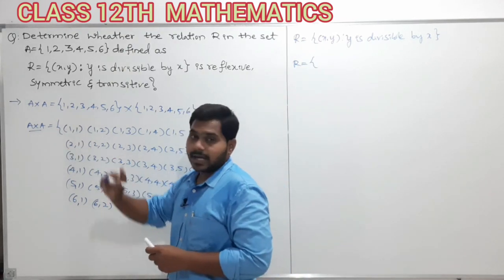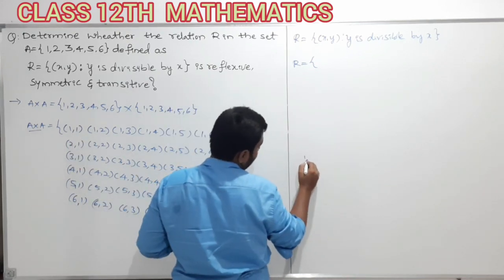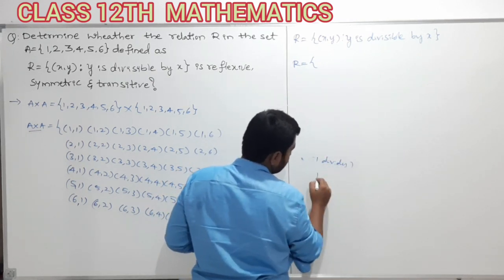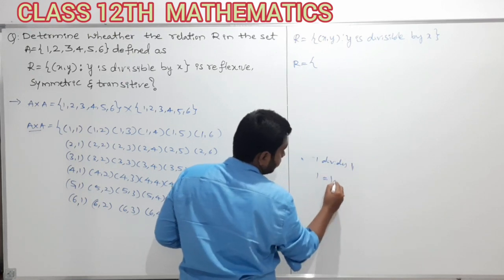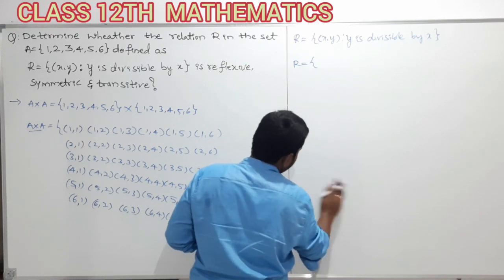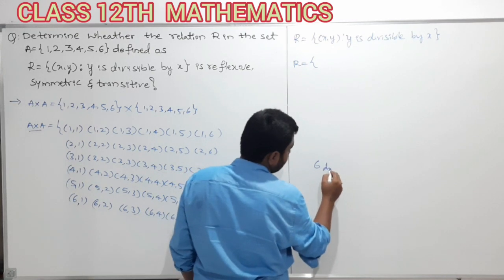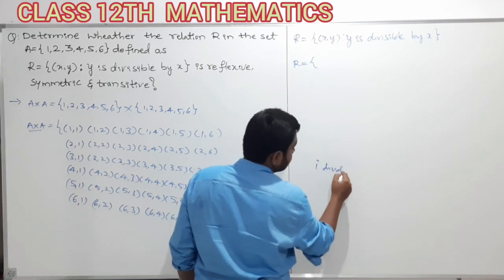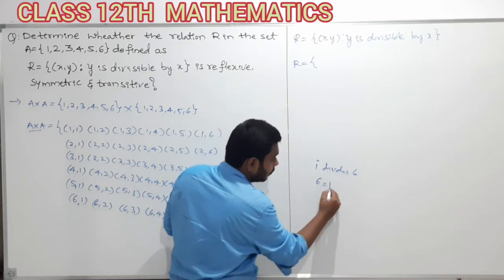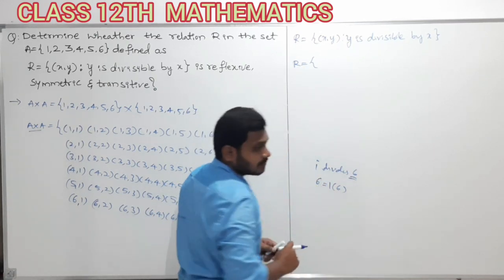1 is divisible by every number. Here it is 1 comma 1; you can take 1 comma 1, because 1 divides 1, since 1 can be written as 1 into 1. So every number is divisible by 1. If you take 6, then 1 divides 6. It means 6 is divisible by 1, because 6 can be written as 1 into 6. Clear? So therefore, my dear students, every number is divisible by 1.